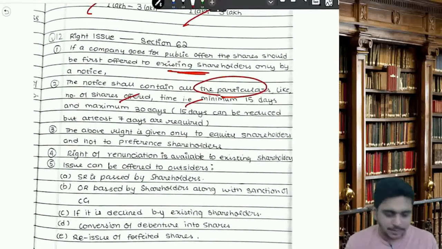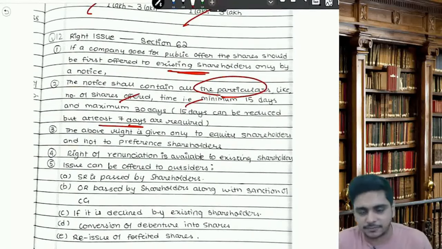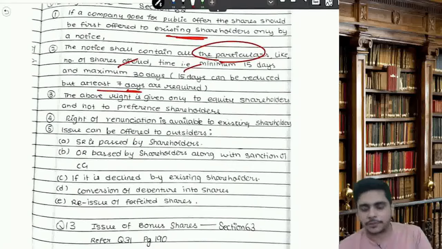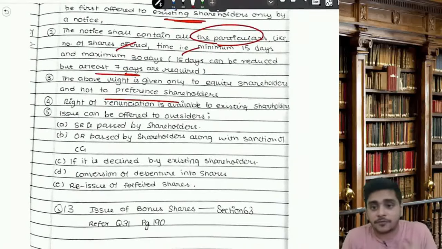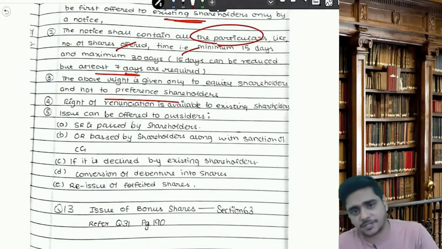15 days can be reduced, but at least 7 days are required. At least they should revert back, it will be within 7 days. The minimum it has to be 7 days. The above right is given only to equity shareholders and not to preference shareholders. If you remember, right of renunciation, you can sell that right. Right of renunciation is available to existing shareholders.